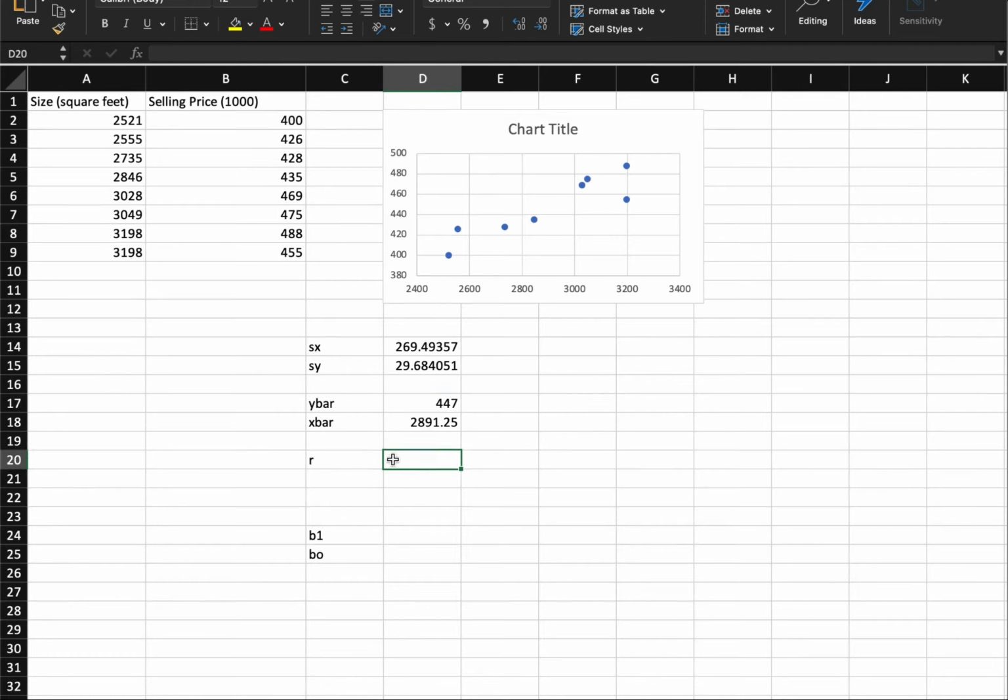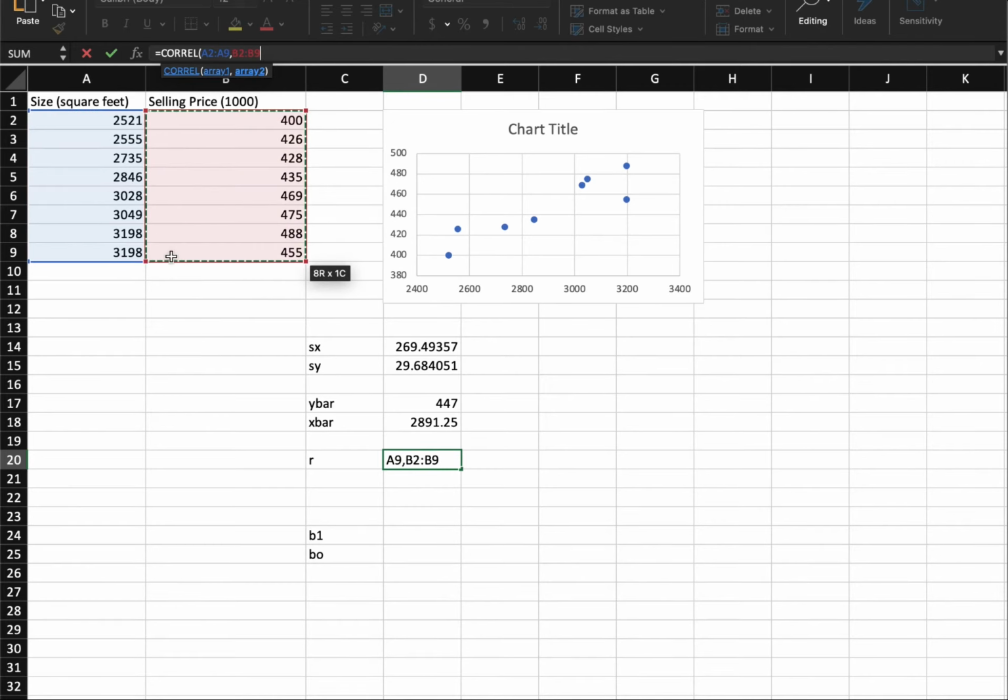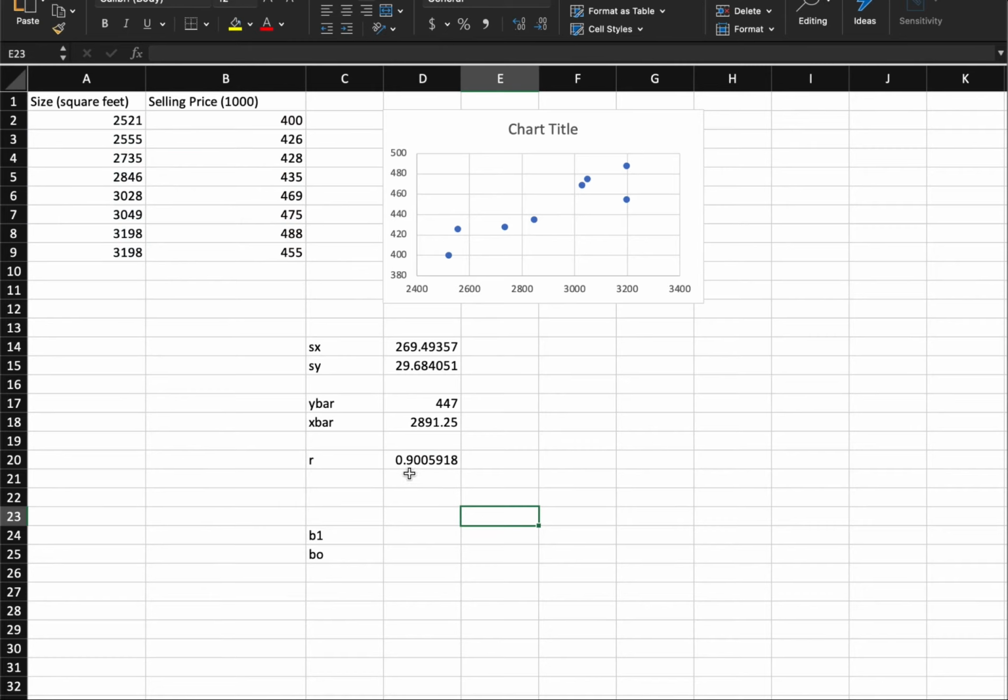Next, we want to find the correlation coefficient. Here, again, we're going to use the function correl, with x values and y values. We already did some practice computing this in the previous section. So this is 0.9005918, which is the same value that we got in the previous section. Okay, now we want to compute our slope and our y-intercept.